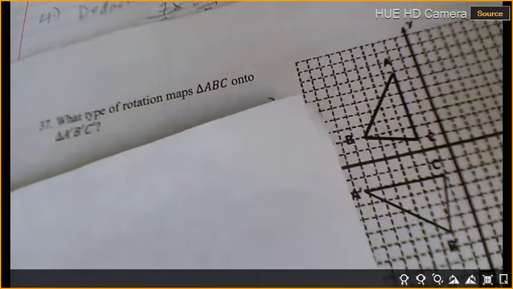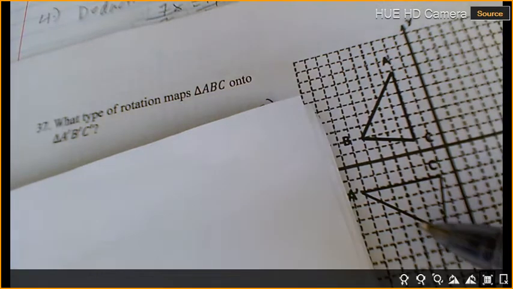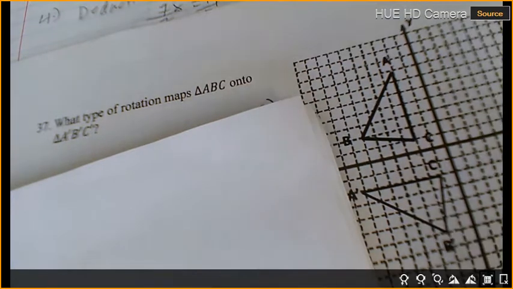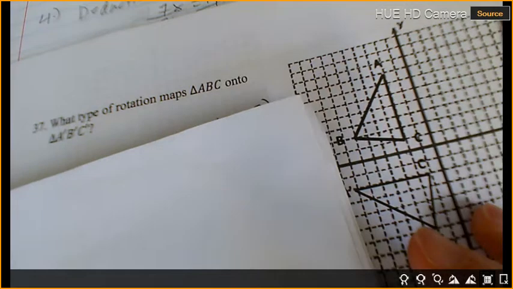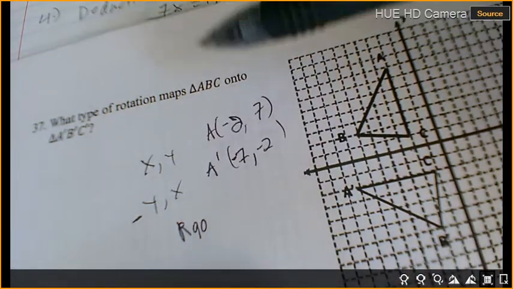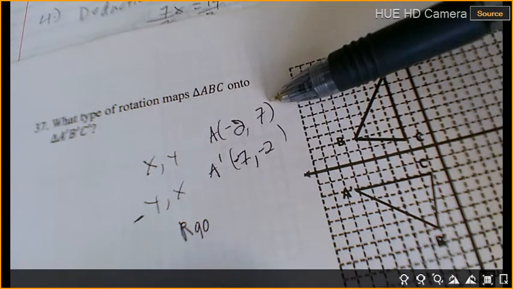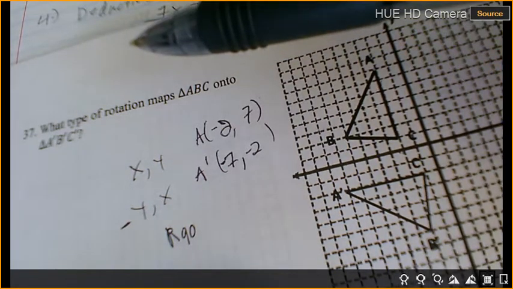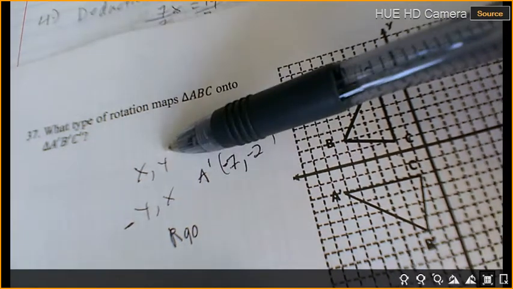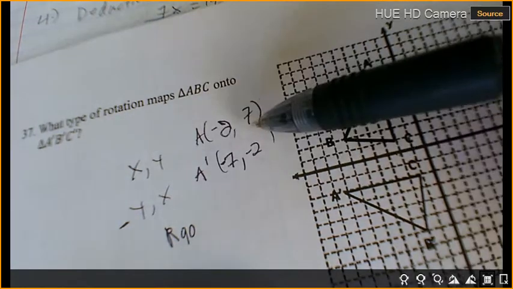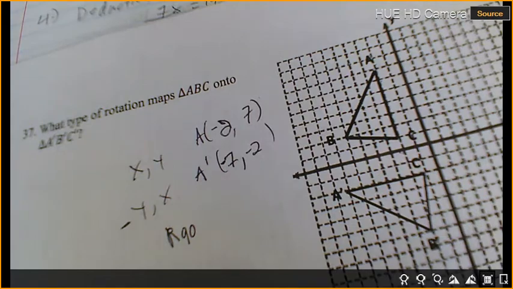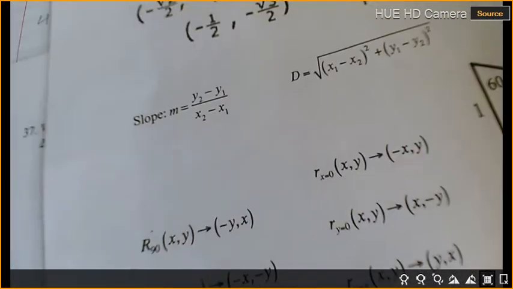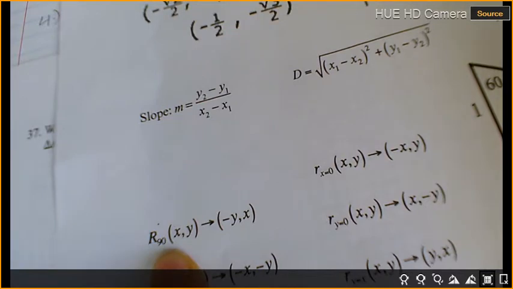For number 37, what type of rotation is happening here? I have 90, which way? Clockwise or counterclockwise? Counterclockwise. Now this is how I do it. I put down A is -2, 7. The new A is -7, -2. So I went from x comma y to -y, x, right? Then I looked at my formula sheet and I said, okay, which of these rotations is -y, x? Oh, it's 90 degrees.